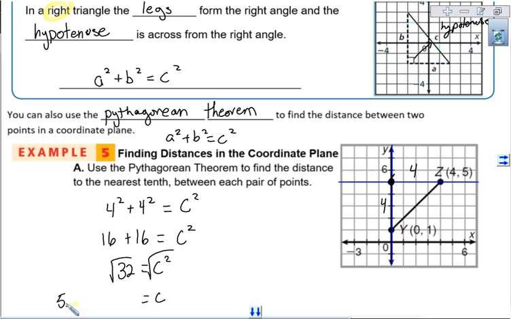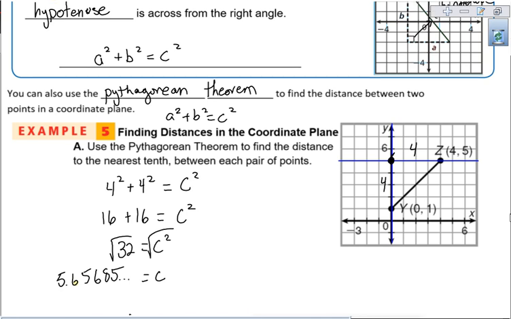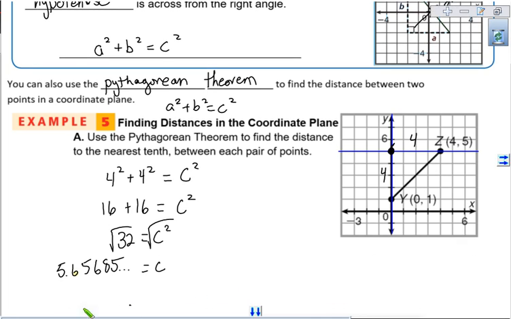And when you type it in your calculator, that's what you get. But we are rounding to the nearest tenth. And notice that this is the tenths place, so we need to look at the one behind it. One behind it is a 5, so we need to raise our score. So 5.7 is c.